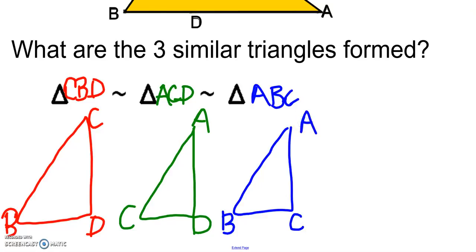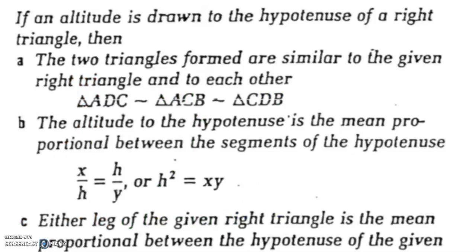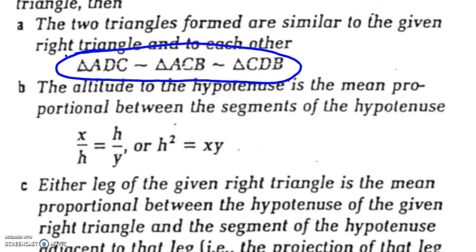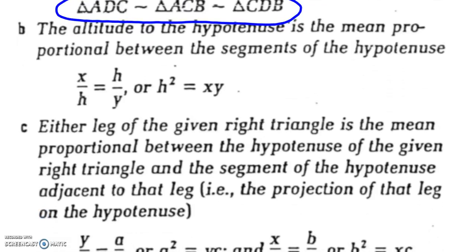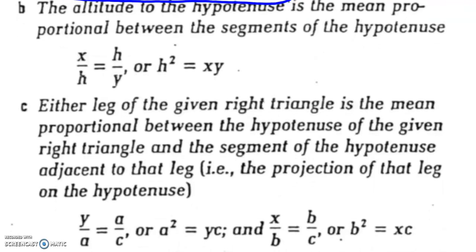Okay, so next let's take a look at the actual theorem. So this says if an altitude is drawn to the hypotenuse of a right triangle, then the two triangles formed are similar to the given right triangle and to each other. So this is the three triangles we were just looking at. So the two smaller triangles are similar to each other and to the big right triangle that we started with. And then we have the altitude to the hypotenuse is the mean proportional between the segments of the hypotenuse. So basically the altitude is the mean proportional to the two smaller legs that make up the big hypotenuse.